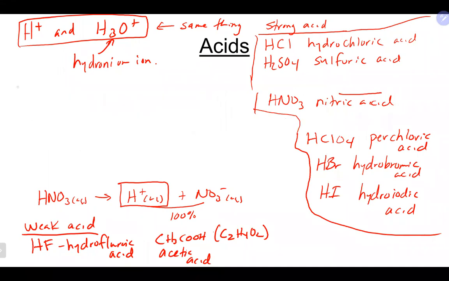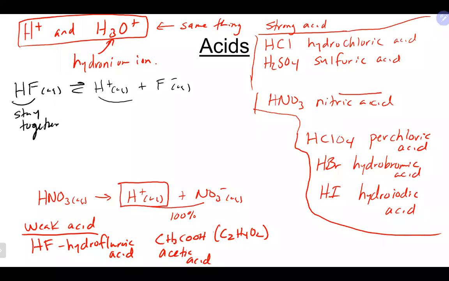Now, the difference between a weak acid and a strong acid, as we will see, is that if it's a weak acid, it is a weak electrolyte. As we talked about when we discussed electrolytes, something like hydrofluoric acid will actually stay together pretty much in solution, but will produce a little of these ions.